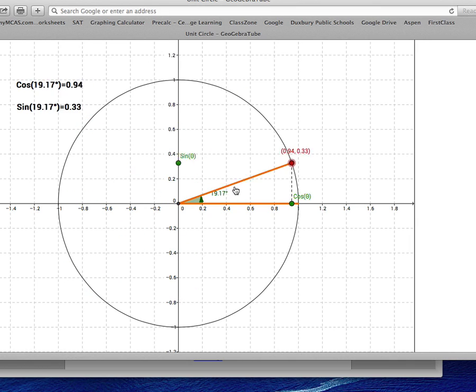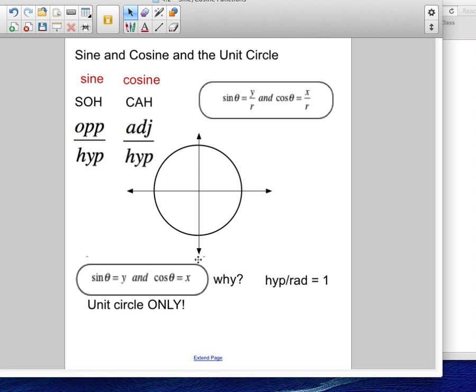So sine corresponds with the y-coordinate because the opposite is how far it goes up. And cosine corresponds with the x-coordinate because that's the adjacent side of how far it goes across. So you want to make sure you get those definitely memorized. But it only works for the unit circle here because the radius is 1.